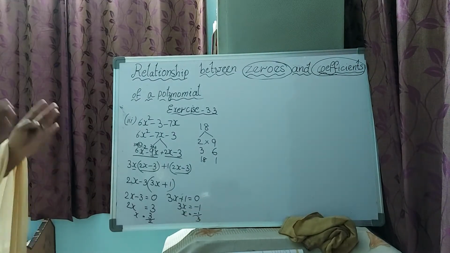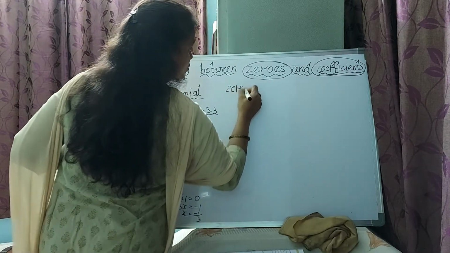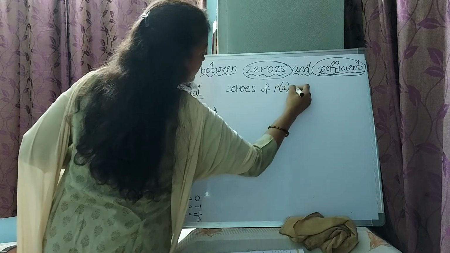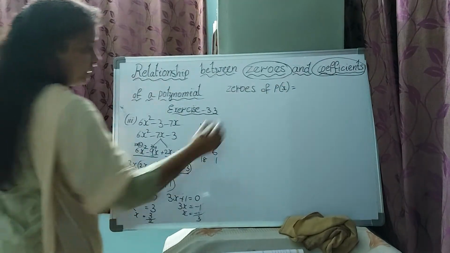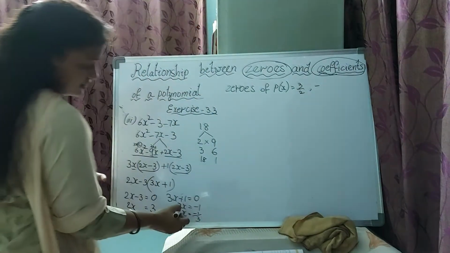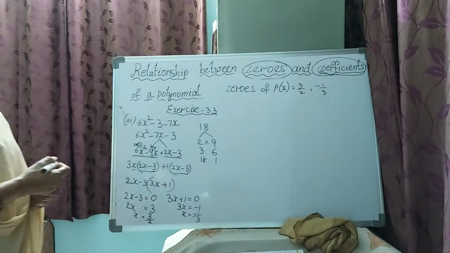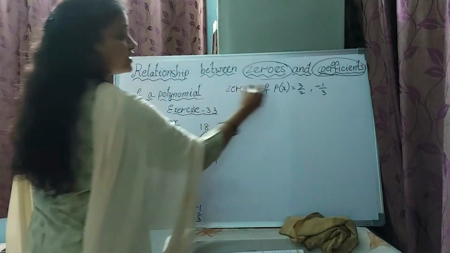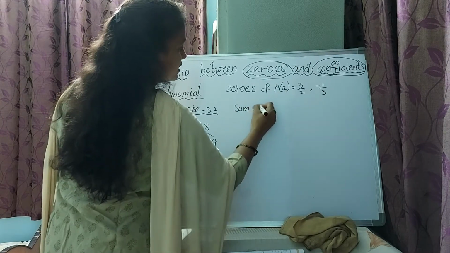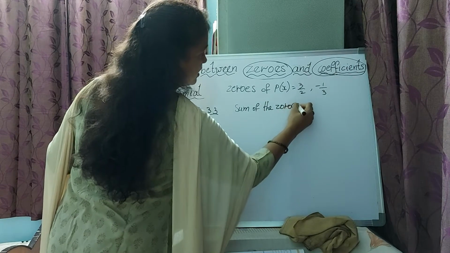Up to now we found only the zeros of the polynomial, the zeros of p of x. So one is 3 by 2 and another one is minus 1 by 3. These two are the zeros of the polynomial. Now we have to find the sum of the zeros. What is the sum?